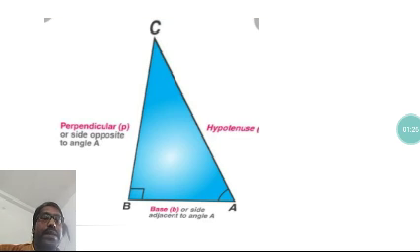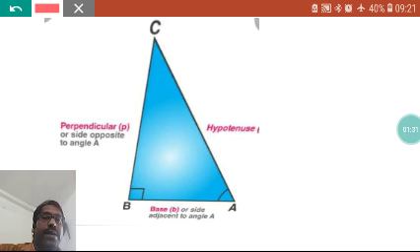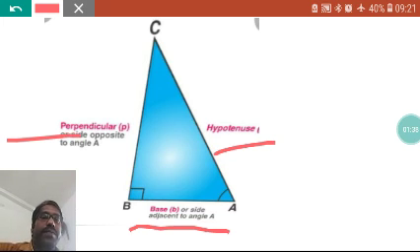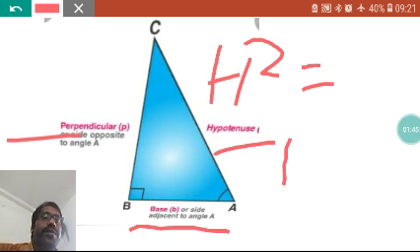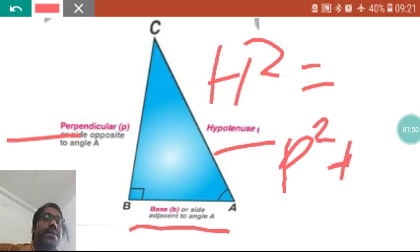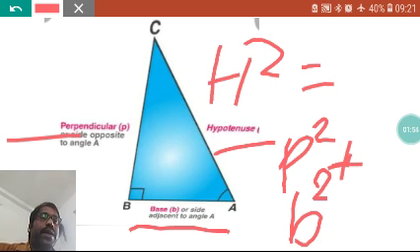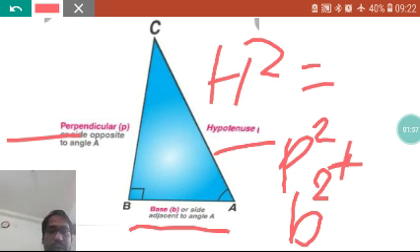See this. This is one right angle triangle. This part is the hypotenuse, this is called the base, and this is called the perpendicular. So h square is equal to p square plus b square. So this is what the Pythagoras theorem states.